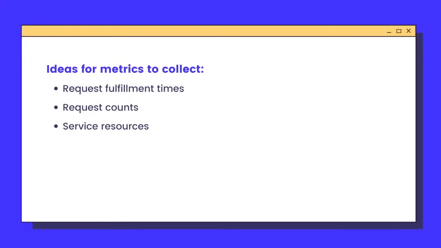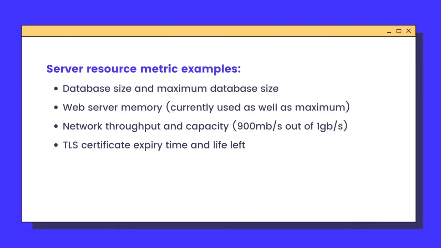The last common metric across many types of companies is server resources. Here's a few examples. So the database size and maximum database size. If you have 2 terabytes of disk for your database and you're 1.5 terabytes in, you might want to alert someone to increase the amount of disk available to the database or delete things that are being unused. Web server memory. So if your web server is taking a lot of requests per second and doing a lot of processing, it might require more memory. So if it runs out of memory, it would crash and your users wouldn't be able to access your website anymore. Network throughput. So if you're downloading many things or uploading many things, you can saturate your network, and that would also cause degraded performance.